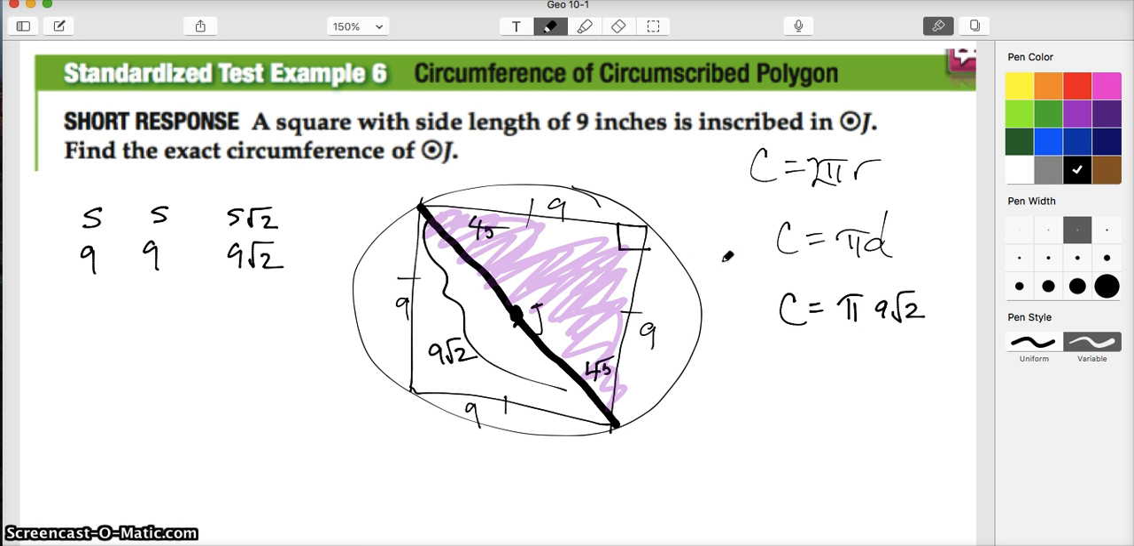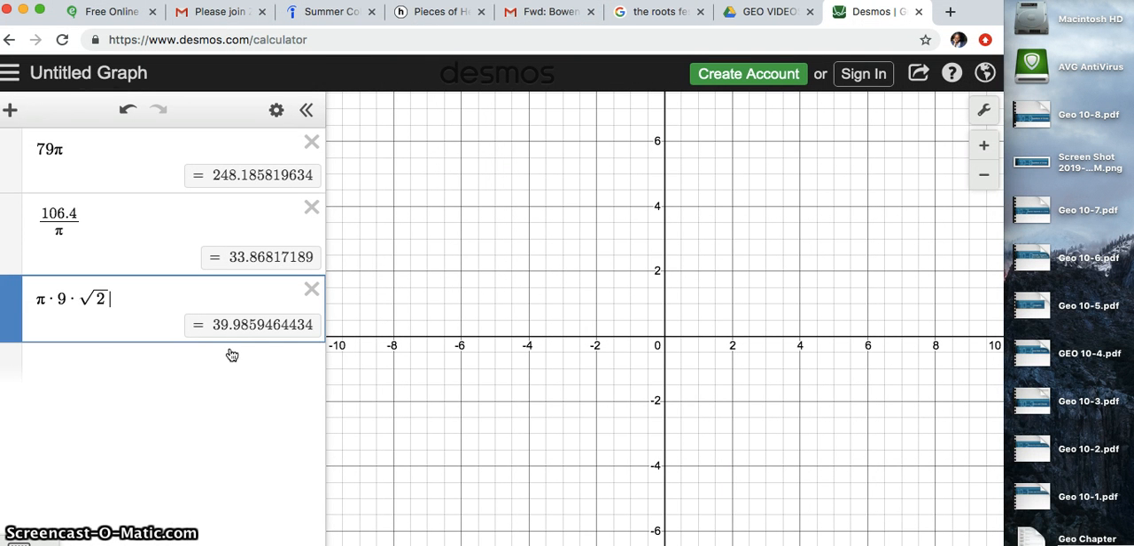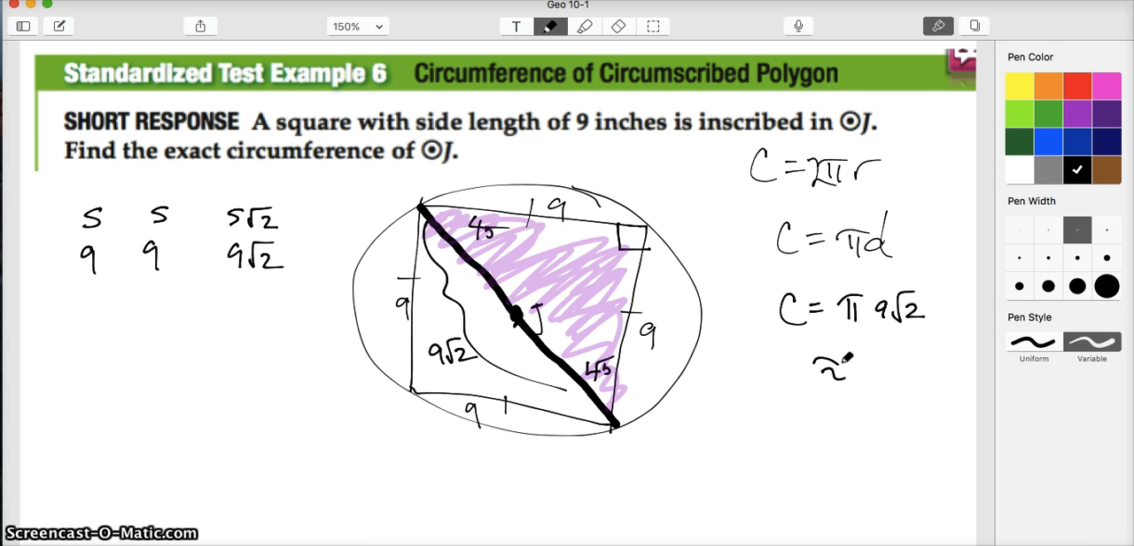This is the exact answer, right? But in order to get a number that's going to feel right to use in calculations, we make it calculator ready, and we're just going to put in pi times 9 times root 2 in our calculator. And I've been using Desmos, and we get 39.98, which is super duper close to 40. But actually it would be 39.99 if I just do it to the hundredths. So let's go ahead and do that. I'm going to just put that the circumference is equal to approximately 39.99 if we do it to the hundredths.